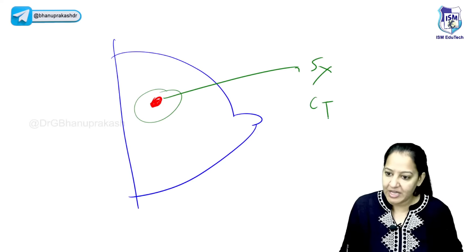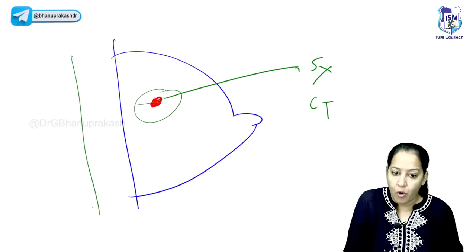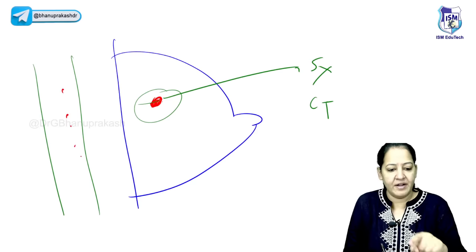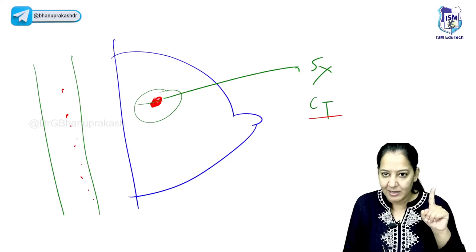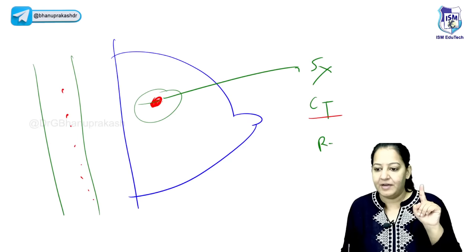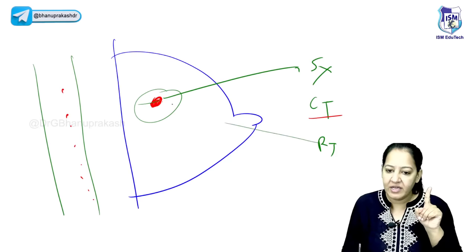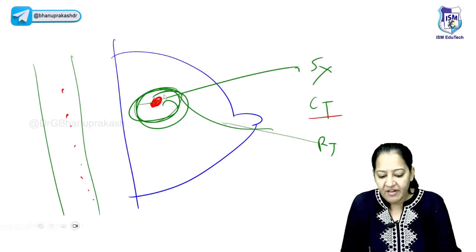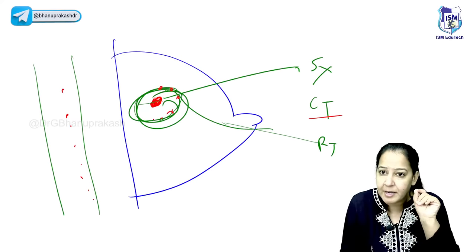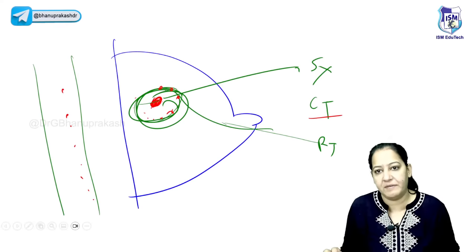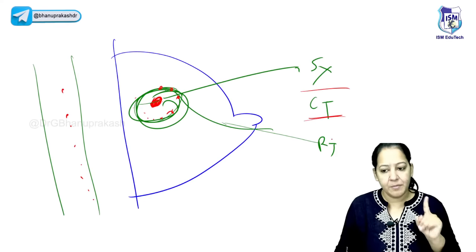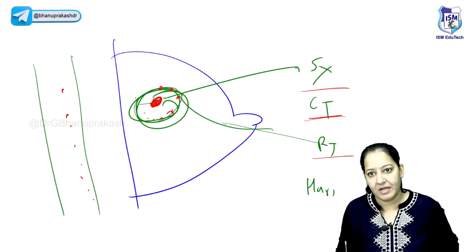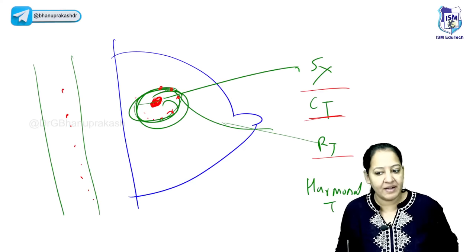After that, we give chemotherapy. Imagine if tumor cells have already spread in the blood. Chemotherapy will kill those cells. Then we give radiotherapy. Radiotherapy is local. So after the surgery, we give radiotherapy to the margins of the surgery. If any tumor cells are still present in the margin, even a few, the radiotherapy will kill them. So we are giving surgery, chemotherapy, radiotherapy. Apart from that, the fourth treatment is hormonal therapy and target therapy.